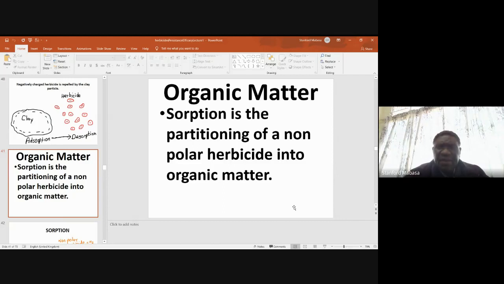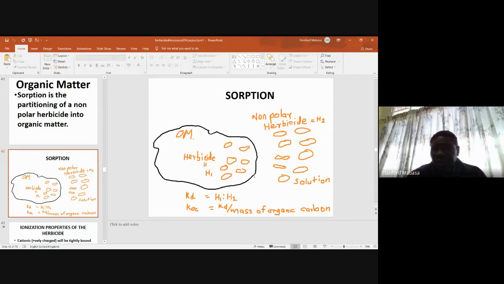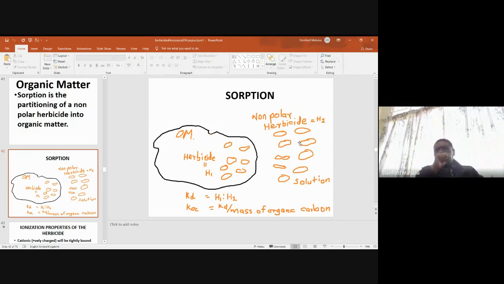Now, organic matter can also absorb the herbicides and the process is known as sorption, which is actually the partitioning of non-polar herbicide into organic matter. So you can have a non-polar herbicide. The herbicide is not charged. And this can move into the organic matter where you have the herbicide.